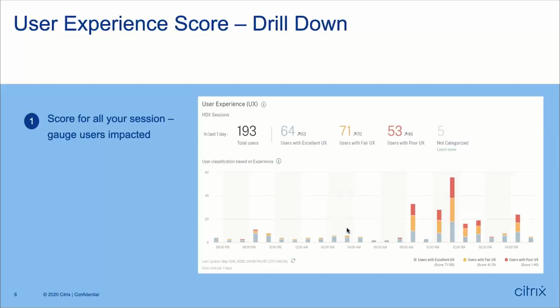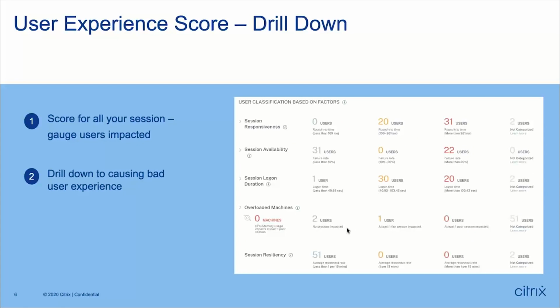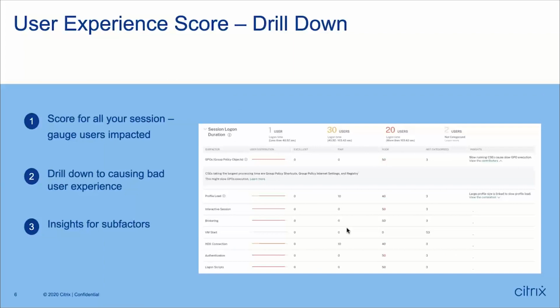Now, if you want to understand what exactly is wrong with those 53, we break that down into the composites. It's telling you that these many users had problems because of latency or session responsiveness. These many with availability, logon, were certain machines overloaded due to which they had a bad experience, and finally resiliency. As you can see, the numbers don't necessarily add up because sometimes there are multiple issues at play. You have high logon duration as well as high latency. So a double whammy or a triple whammy sometimes, and you can expand on all of those to find out the answer.